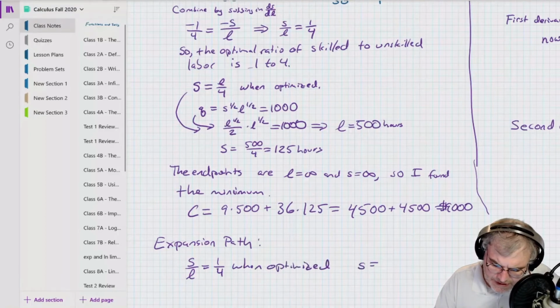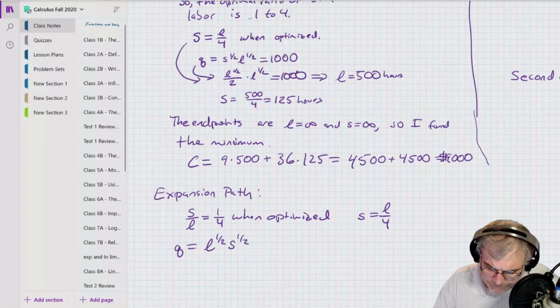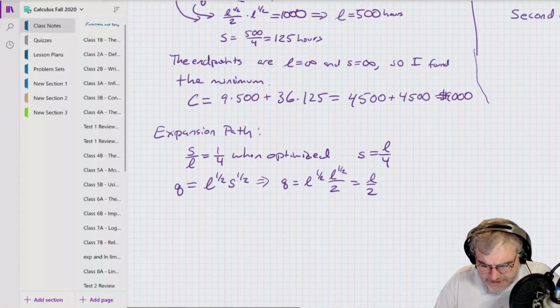So S is going to equal L over 4 as before. Now I just sub into my two equations. So the Q equaled L to the 1/2, S to the 1/2, which implies, right, I sub this in, that Q equals L to the 1/2, L to the 1/2 over 2, which equals L over 2. That's nice. I got L over 2.